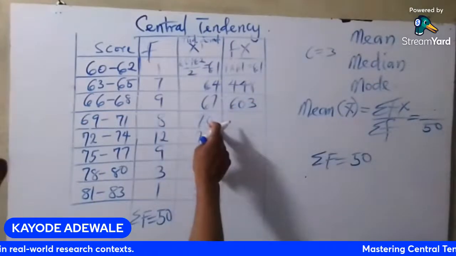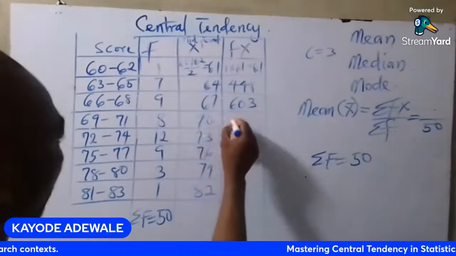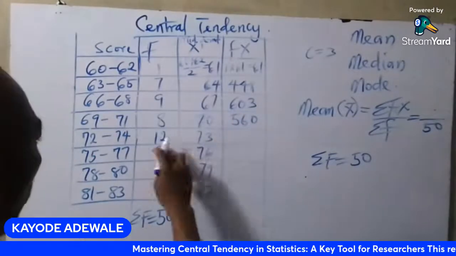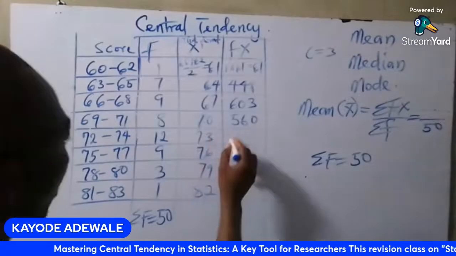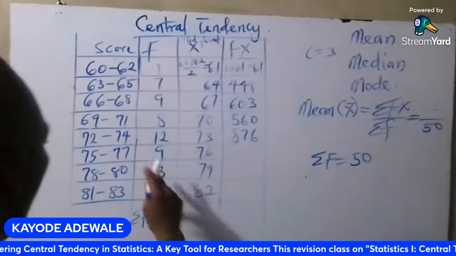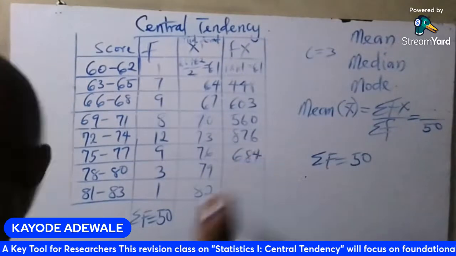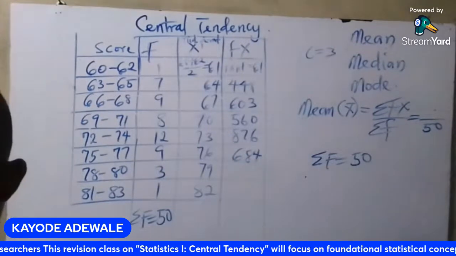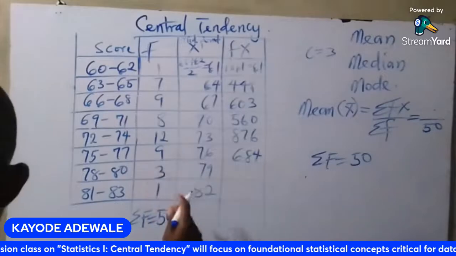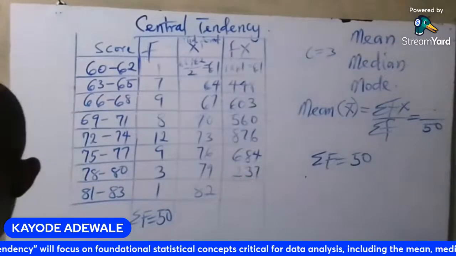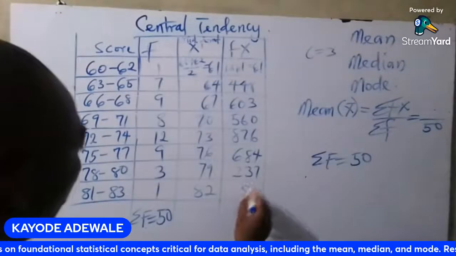8 multiplied by 70, that will give me 560. 12 multiplied by 73, that will give me 876. Then 9 multiplied by 76, that will give me 684. Then let me move to 3 multiplied by 79, that will give me 237. Then let me say 1 multiplied by 82, that will give me 82.